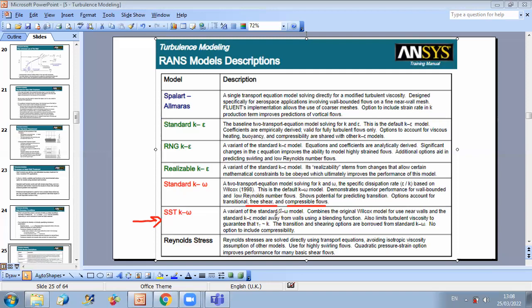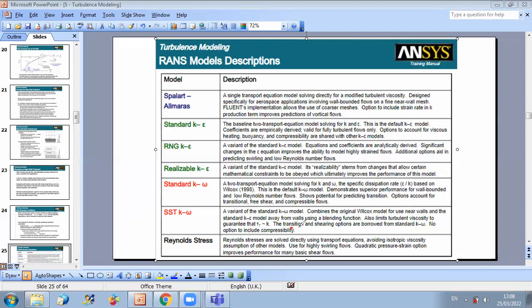So another variant of the standard K omega model is the SST K omega. It combines the original model for use near walls and the standard K epsilon model, which is advised to use far from walls. And this can be done by implementing a blending function that will allow the gradual transition from K omega to K epsilon. It also limits the turbulent viscosity to guarantee that we have better prediction of the system.